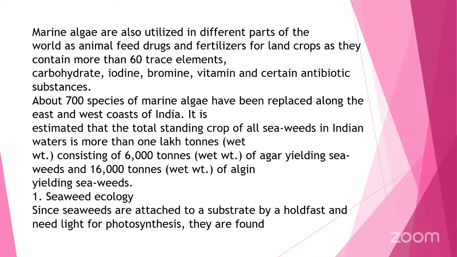About 700 species of marine algae have been recorded along the east and west coasts of India. It is estimated that the total standing crop of all seaweeds in Indian waters is more than 1 lakh tons, consisting of 6,000 tons wet weight of agar yielding seaweeds and 16,000 tons wet weight of algin yielding seaweeds.